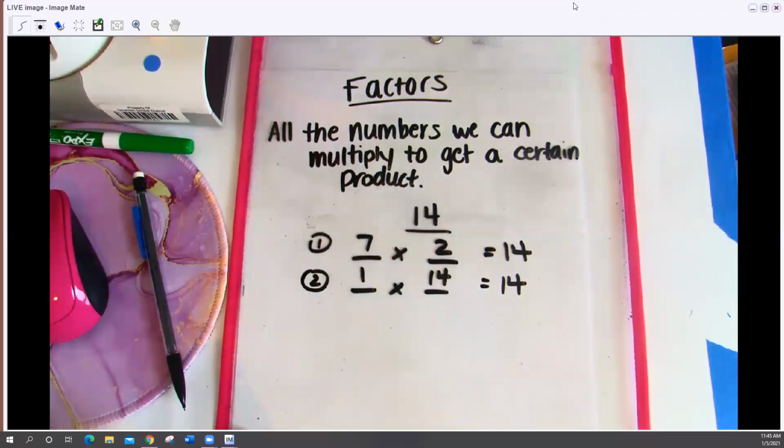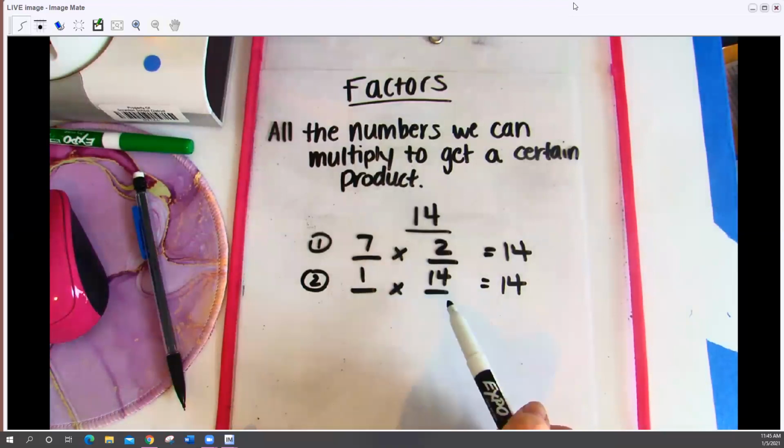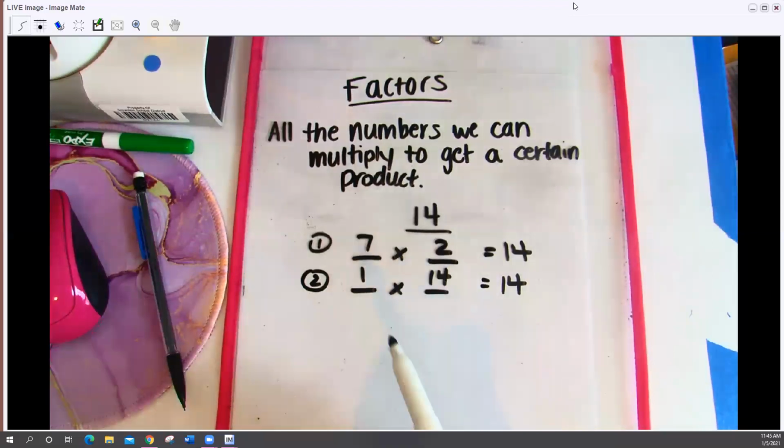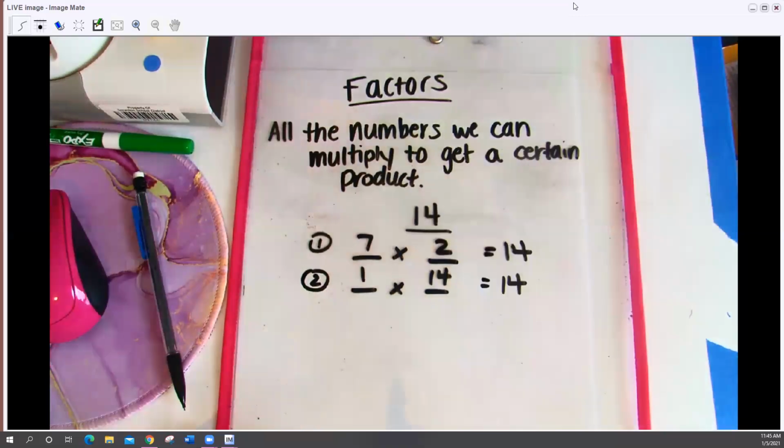Now, I could switch this and do 2 times 7. I could switch it and do 14 times 1. Those are called turnaround facts. So yes, we could do those, but they're still the same numbers. It's just in a different order. So I'm not really worried about that right now. I just want to figure out what numbers I can multiply to get to 14.